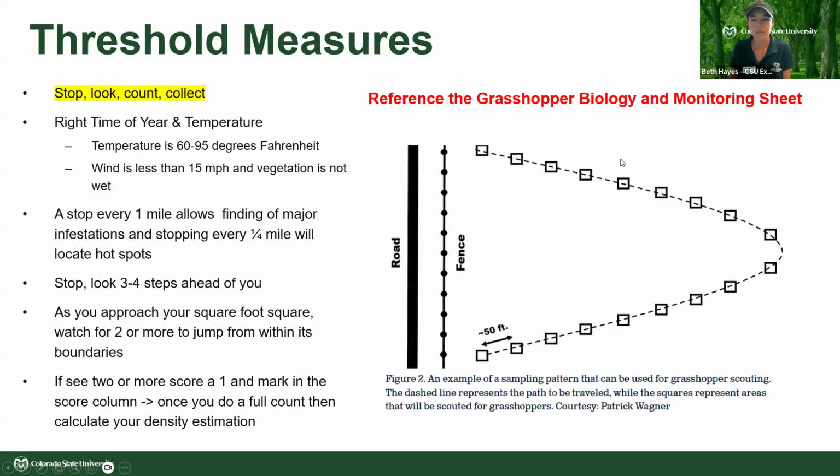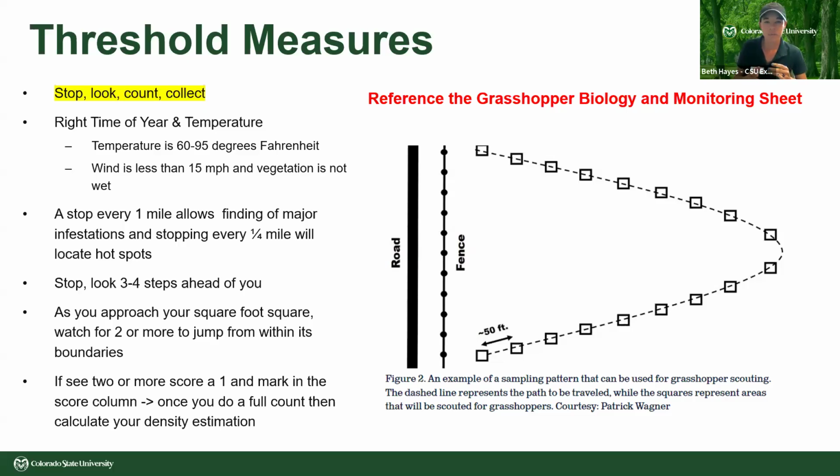All right, so you're like, okay, now I know how to ID them, I know how to capture and kill them, but I need to know my threshold count, right? So that you know how much you want to do from a management perspective. So you have to stop, look, count, and collect. This is a reference to a sheet on how to do this. It's called a visual count from the Grasshopper biology and monitoring sheet. And again, I will email this out so you have it, and it walks you through how to do this.